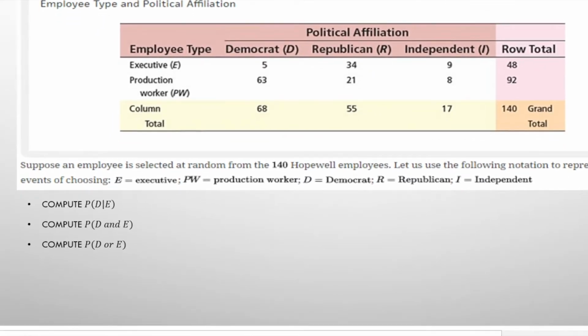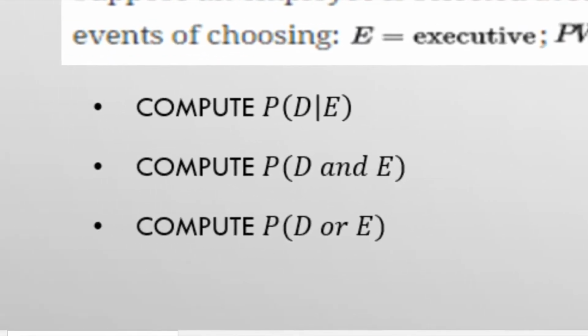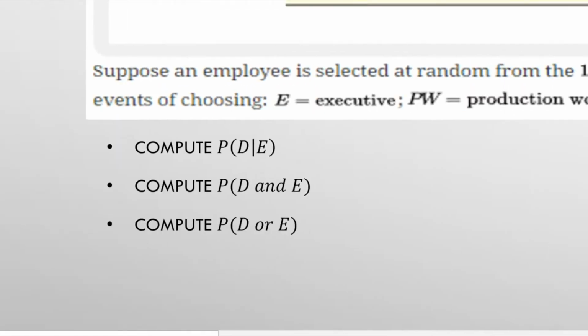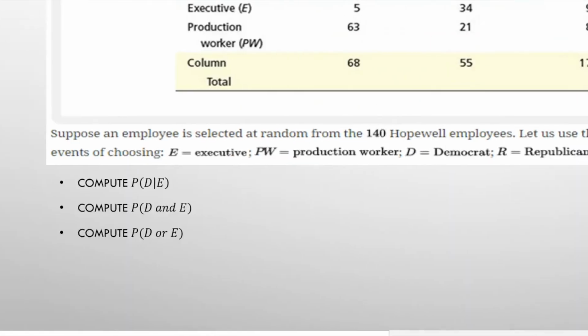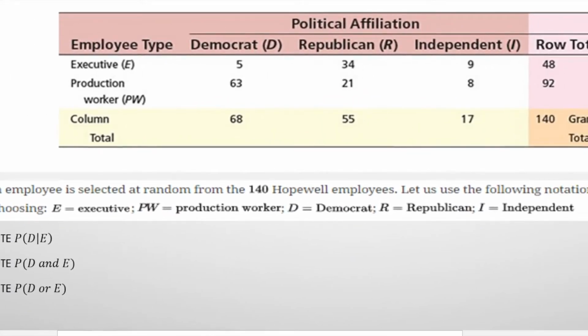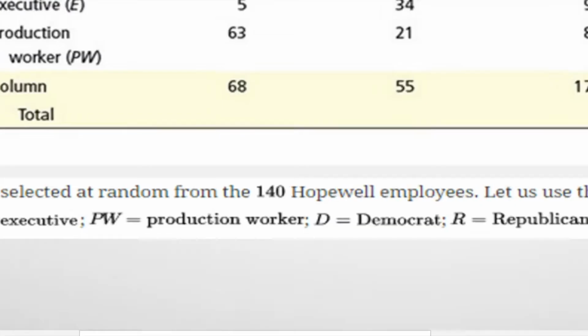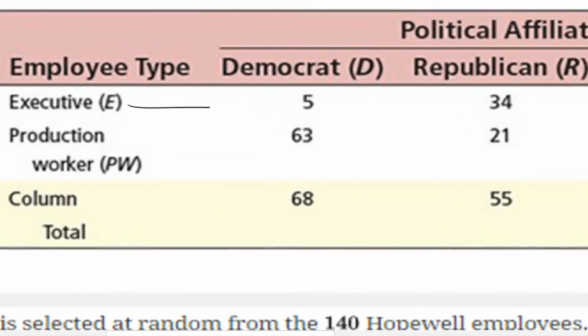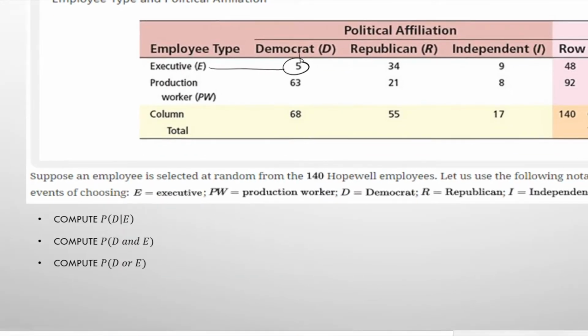All right, so let's start. We're actually going to start with this second one here because it's the easiest. So compute D and E. We want Democrat and executive. Looking at our table, how many people are both Democratic and executive in the sample? Where do they overlap and what number is it? 5, right? So executive, Democratic, that is their intersection. The and probability in a contingency table is the intersection. So I have 5 of those people.